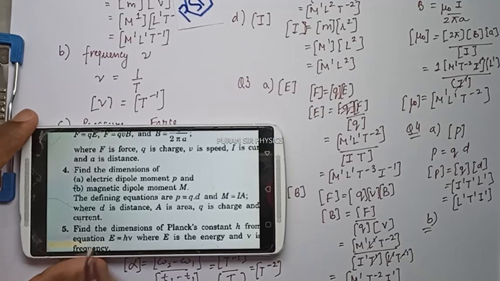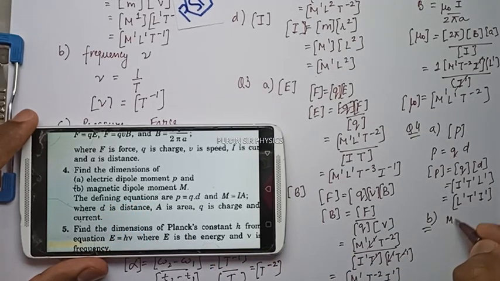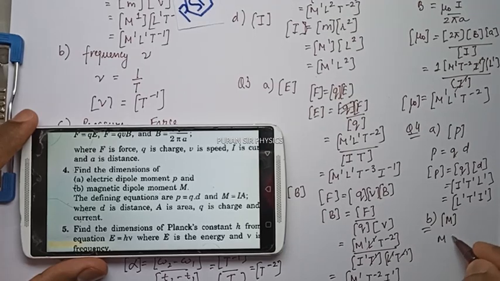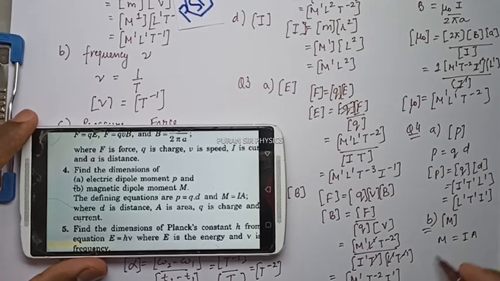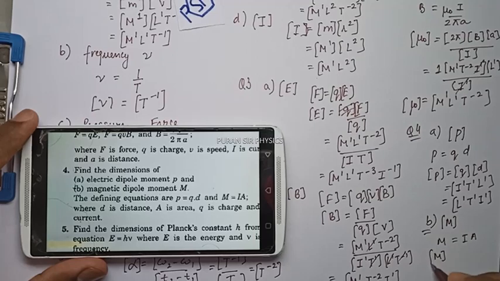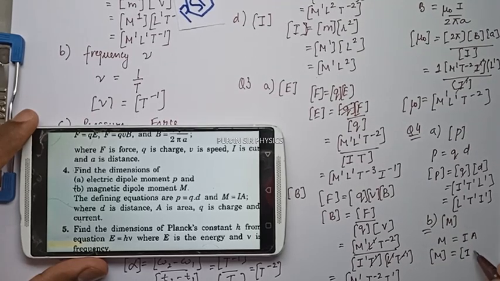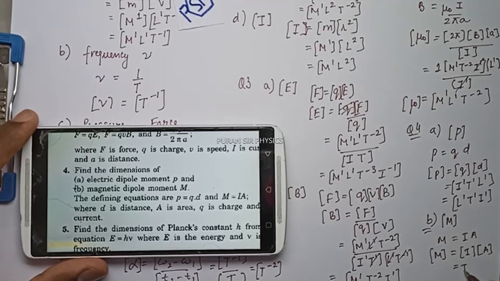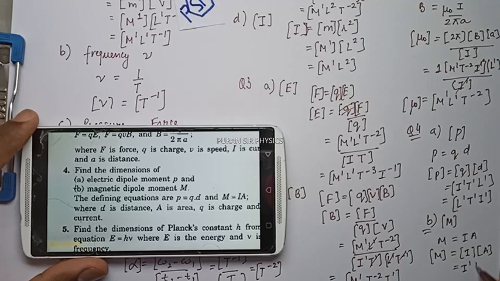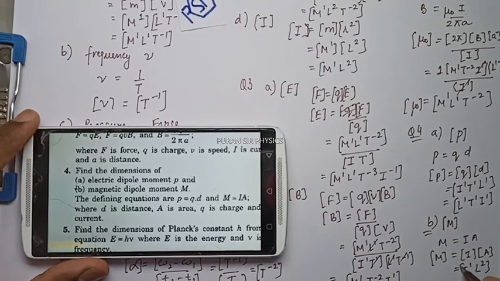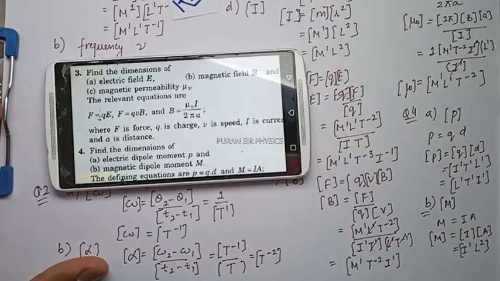And in B part, we have to find the dimension of magnetic dipole moment, and the formula is given to us as I into A. So the dimension of magnetic dipole moment will be dimension of I into dimension of A. It will be I raised to power 1, and dimension of A will be L raised to power 2. So this is the answer of question number 4.